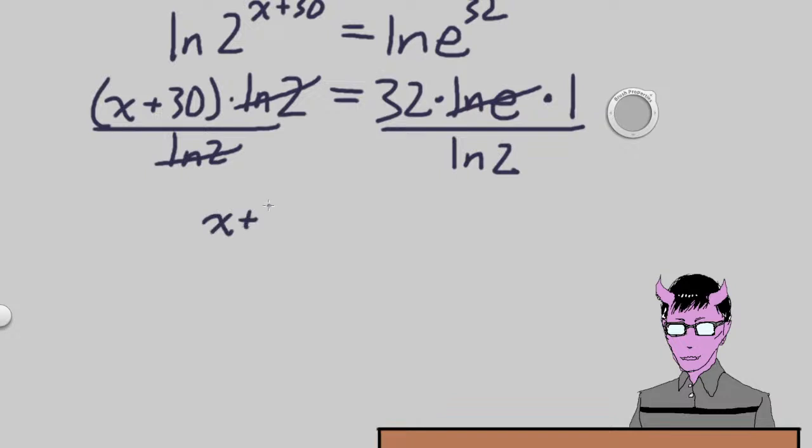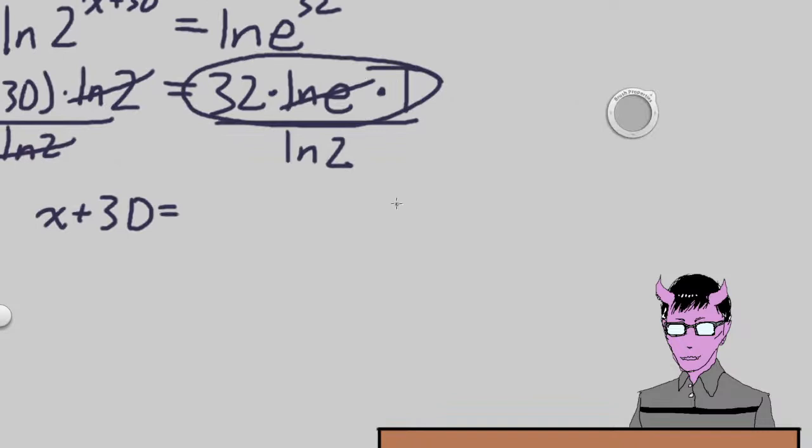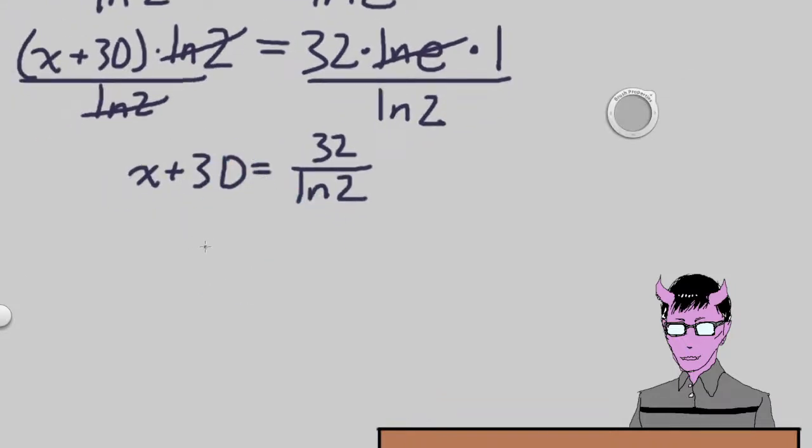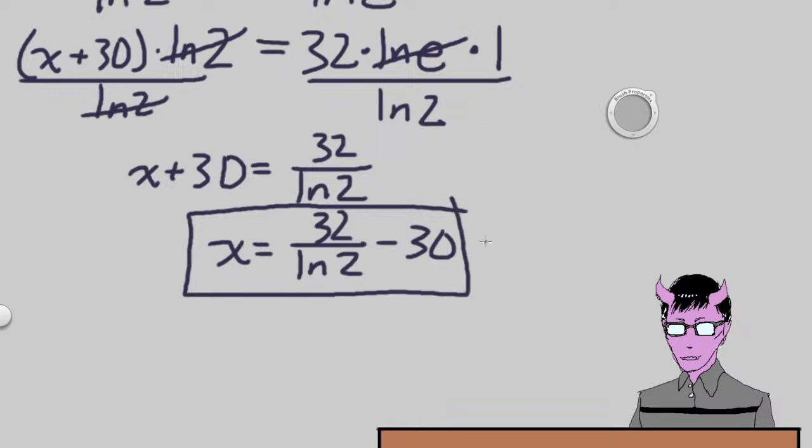Clean up step, we get x plus 30 is equal to 32 times the 1 on top, and then natural log of 2 on the bottom. There it is, and then the final thing to do is just to subtract 30 from both sides, getting a fairly clean answer: 32 over natural log of 2 minus 30. And in my eyes, this is a very clean answer. So I'm happy with it.